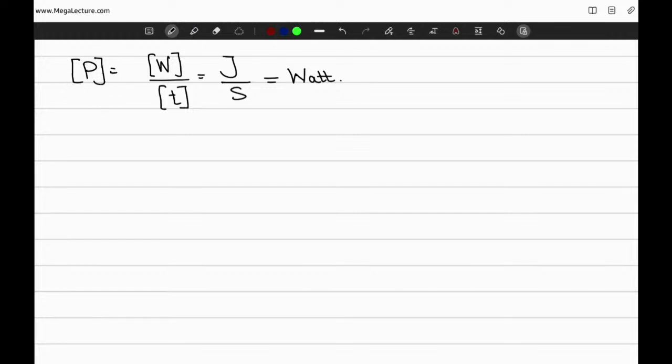So the units for power are the units of work done over units of time, but we know the unit for work done is joules, right? And the unit for time is seconds. So it is joules per second, and you can give it a name, which is known as watt. So you can say that power is represented in units of joules per second, or it is represented in watts.